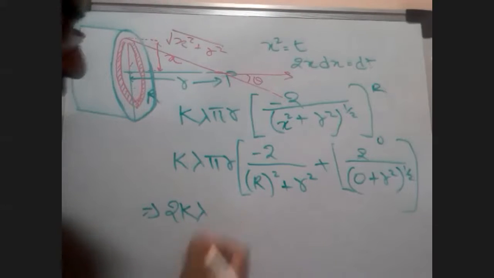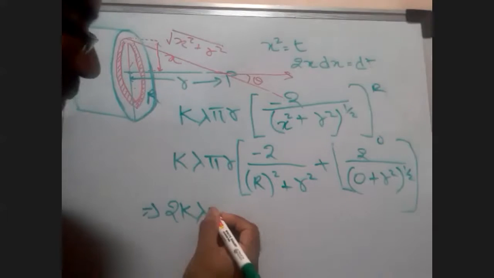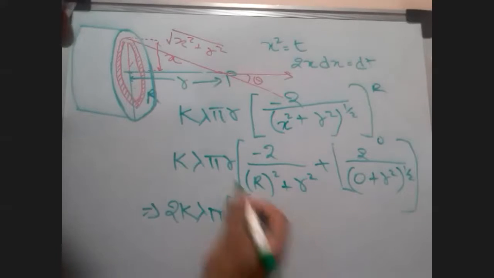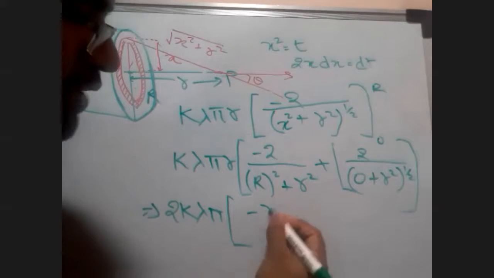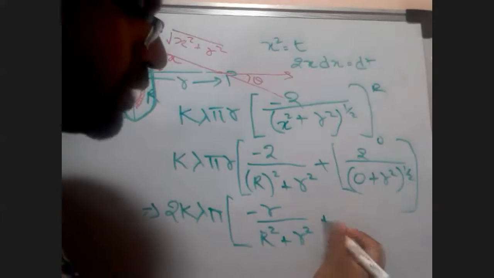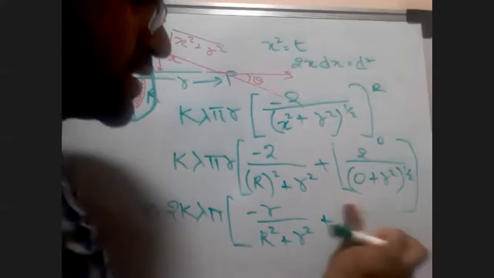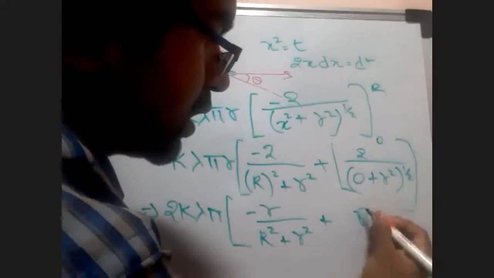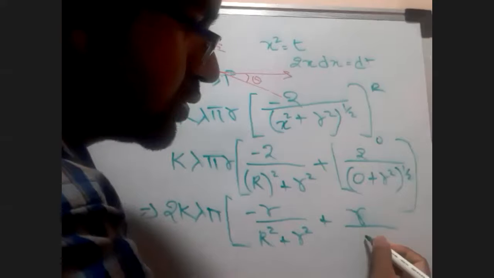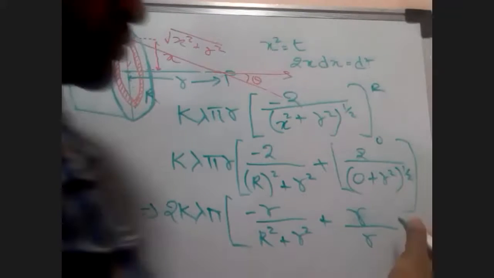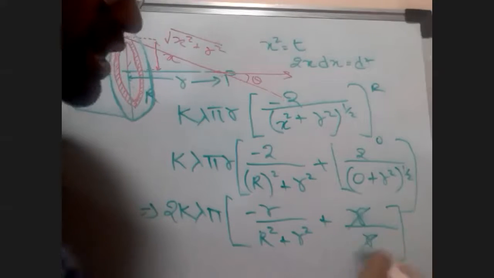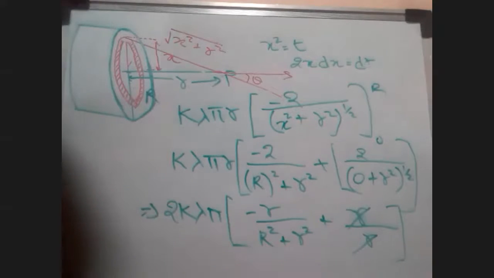So I will get 2k lambda pi. I take r inside. So what will it become? Minus r upon r square plus r square, plus r upon r square raised to 1 by 2. R square raised to 1 by 2 is what? R only. R and R got cut. So it will become 1 minus r upon r square plus r square.